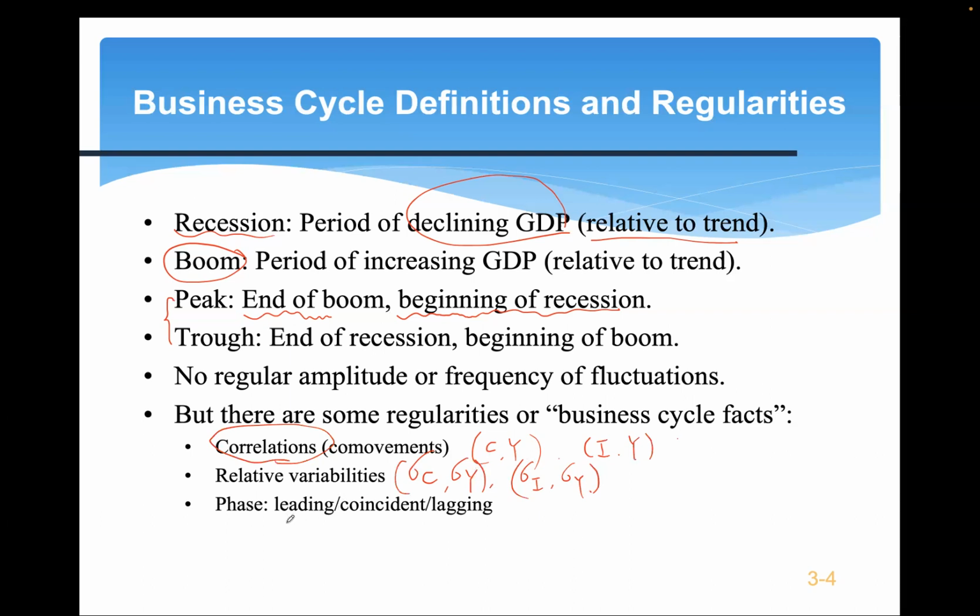And finally, there's phase. There are some variables that could lead the business cycle, or lag the business cycle, or be coincident. Again, I'm going to explain these one by one and give you examples. All right, to summarize, those are business cycle definitions and regularities. We are going to dive into the data to see them one by one.